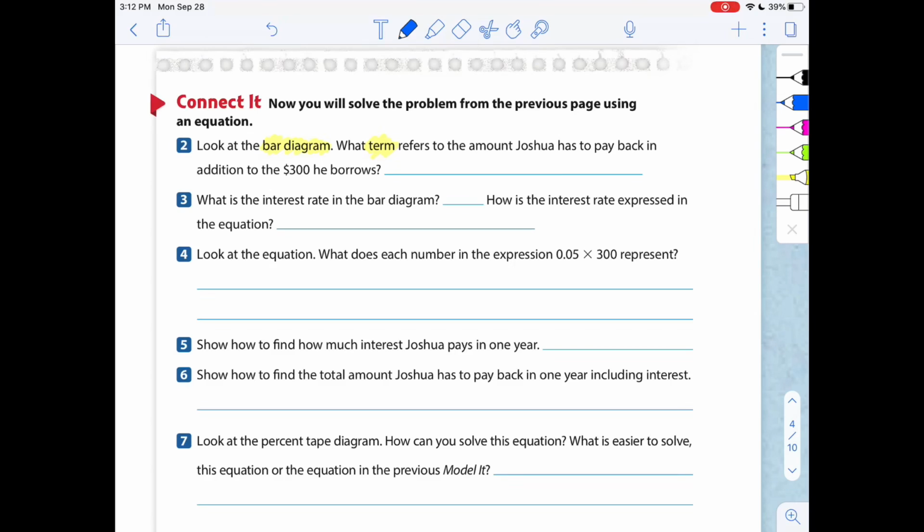That extra is called the interest. So that extra he's paying back is the interest.